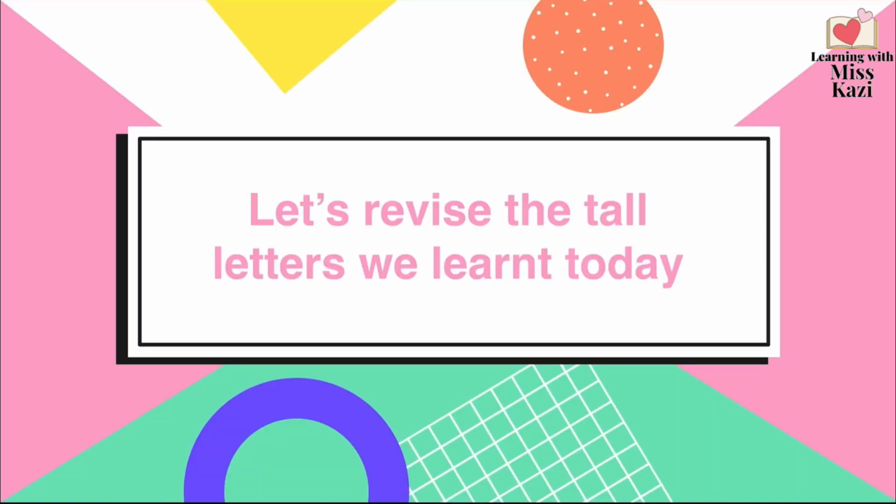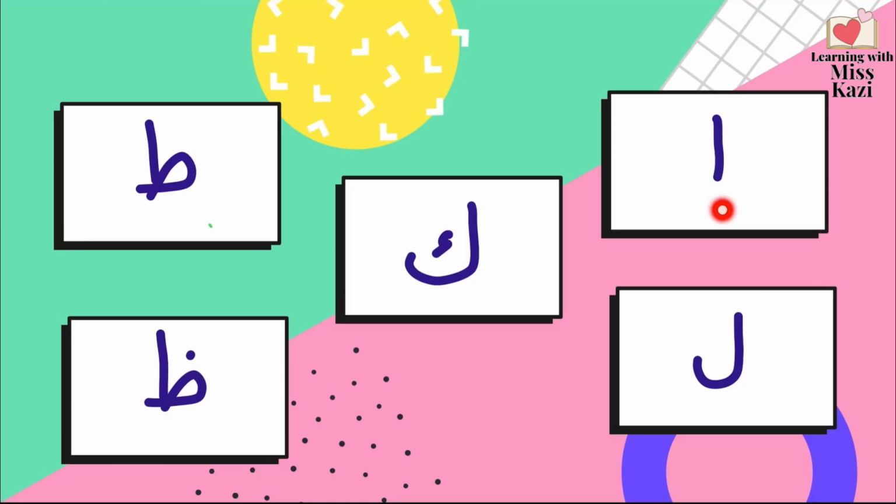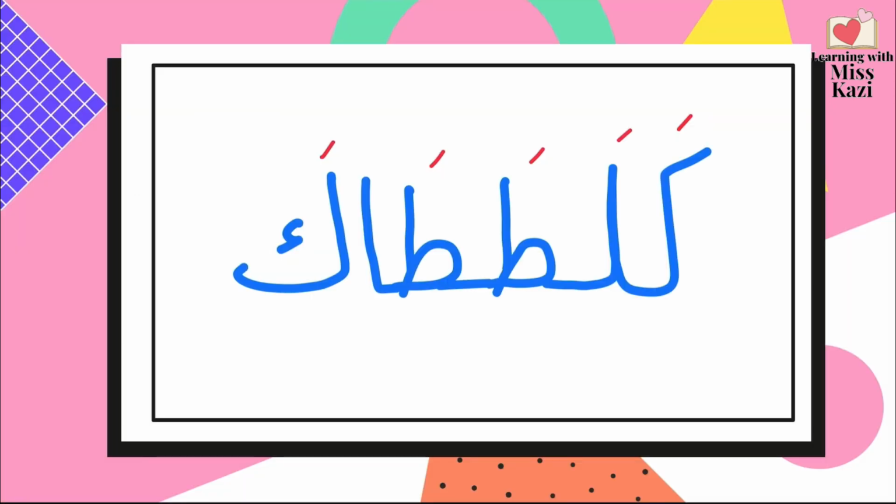Let's revise the tall letters we learned today. Alif, Lam, Kaaf, Thaa, Zaaw. Good. Can you read them? Kaaf, Lam, Thaa. Oh, Nada, can you read the sound of it? What sound does it make when we have a Fathah on it? Ka. Good. Kaaf with a Fathah. Ka.